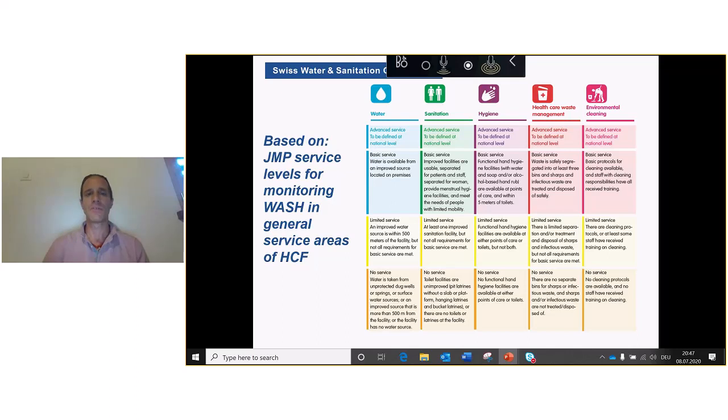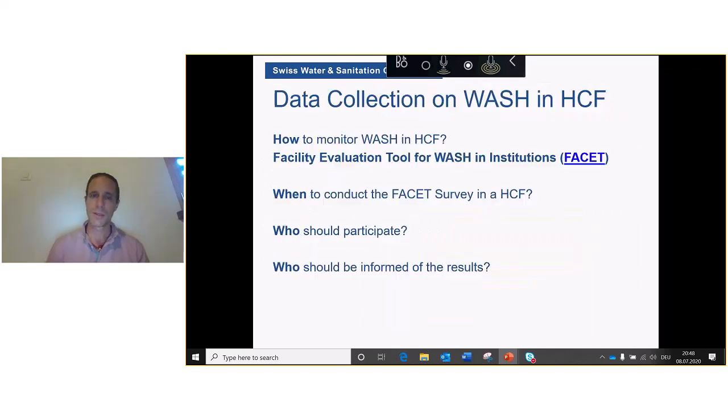There may be instances where a project team is working on a specific service and they're not able to achieve the basic level, but they may go from no service to limited service. This is still progress, and this is still something that we will capture in our monitoring system, in our monitoring tools. Speaking about our monitoring tools, I'm sure by now you've heard of FACET, the Facility Evaluation Tool for WASH in Institutions. This has a module both for schools and for healthcare facilities. And so this is how we're going to monitor WASH in healthcare facilities.